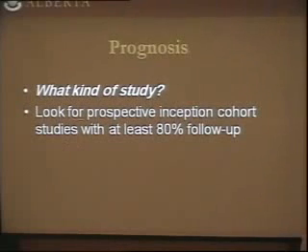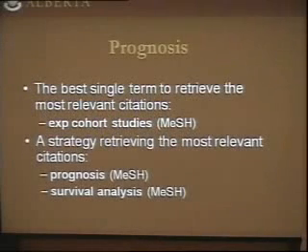Prognostic studies, you want studies where 80% of the patients were followed to the end. That's a general guideline to give you the articles. Again, I would explode cohort studies. You can type cohort studies into PubMed, or prognosis, or survival analysis, or other keywords. This is all available on the website that Ahmed has set up, so you can find this information there.